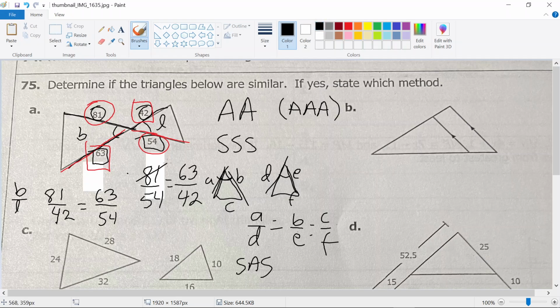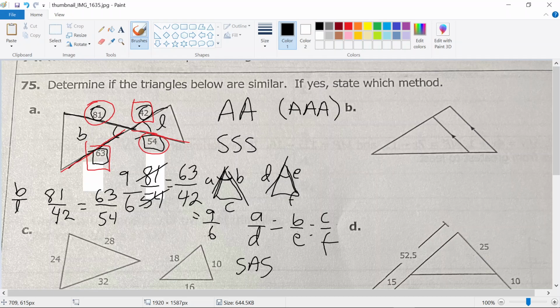9 goes into 81 9 times, 9 goes into 54 6 times. You can just do 81 divided by 54 and see if it equals 63 divided by 42. The answer will be yes. I think they both come out to 0.6666 going on forever. 7 goes into 63 9 times, 7 goes into 42 6 times. So see, they both equal 9/6. It can be simplified further, but I found that they're the same.